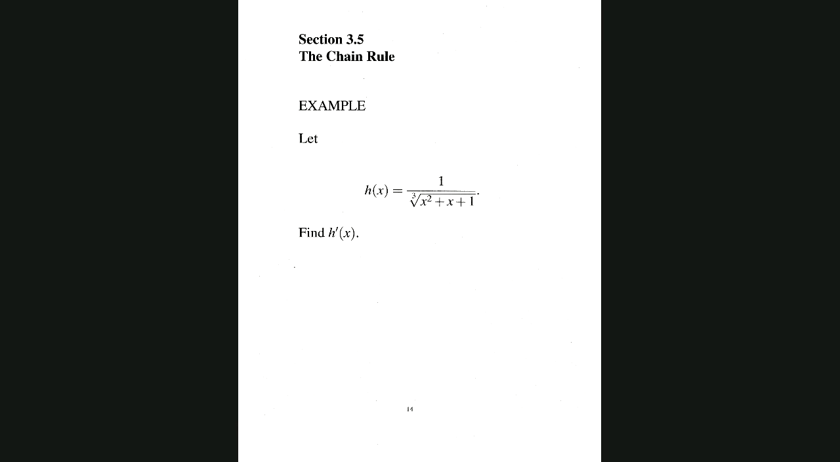Okay, so we're looking at this problem here. Okay, so h of x is equal to 1 over the cube root of x squared plus x plus 1. We want to find h prime of x. We want to find the derivative of this function.